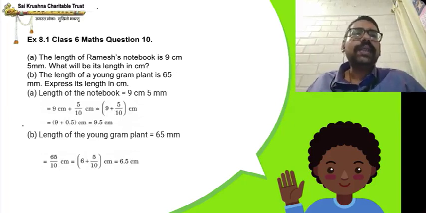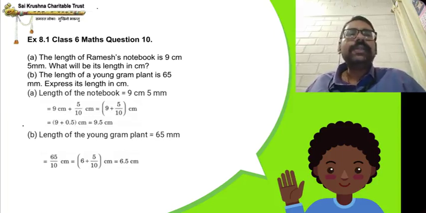Which is the smaller quantity and which is the larger quantity? First tell me that. Anybody? Yes, millimeter is the smaller quantity. Centimeter is the higher quantity. Okay. Millimeter is the smaller quantity, centimeter is the higher quantity.